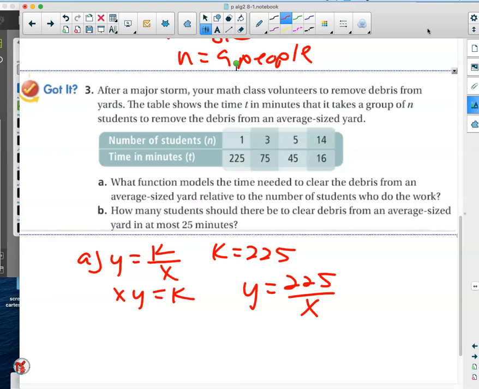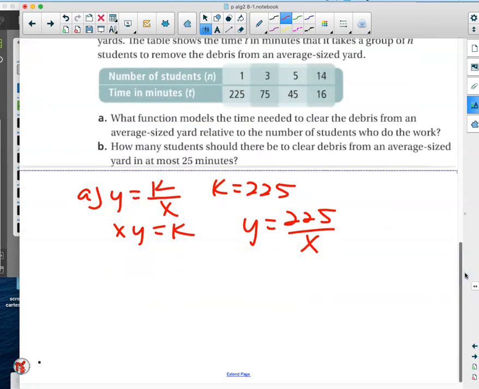But again, they're not using X and Y. Let's put the N and T back in there. Because they want N to stand for number of people, T to be time, make it really easy to use. So we already took care of A. What function models the time needed to clear the debris from an average side yard relative to the number of students who do the work? Got it. B. 30 minutes was too long. You had a couple people drop out. So now you want 25 minutes to be your max. Where are you putting the 25?